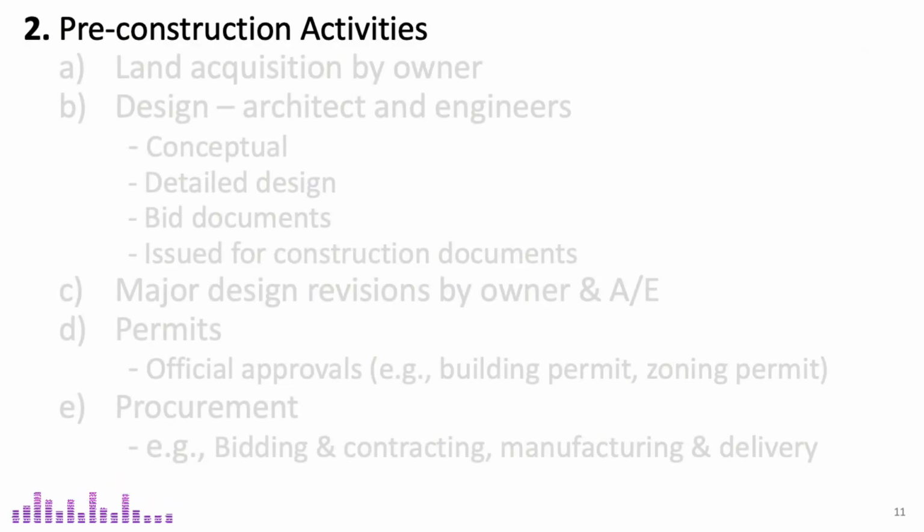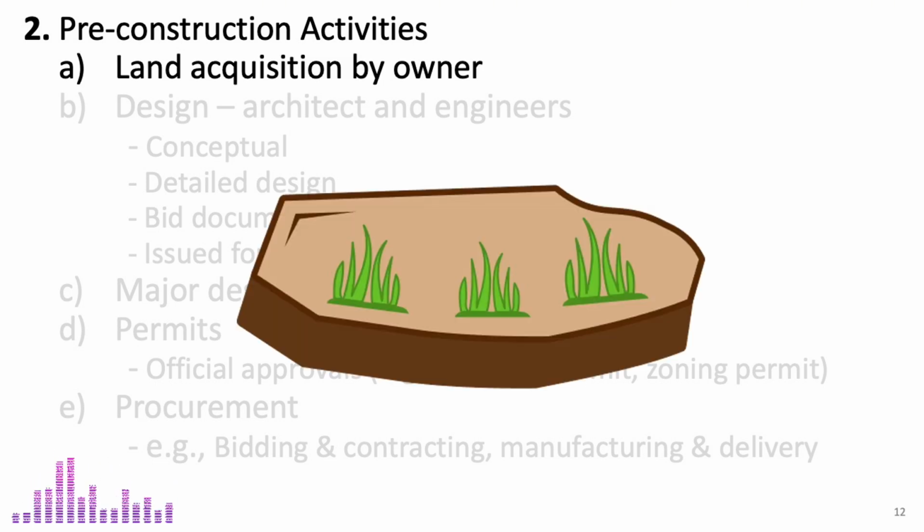Next, we have pre-construction activities, which play a crucial role in preparing for the actual construction phase. Pre-construction activities are those that need to be completed before any physical construction work begins. One of the first major activities is land acquisition by the project owner, which is essential for moving forward with the design and construction process.